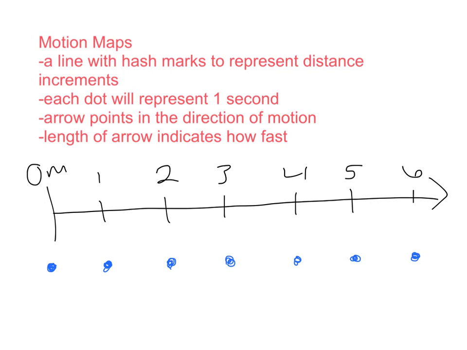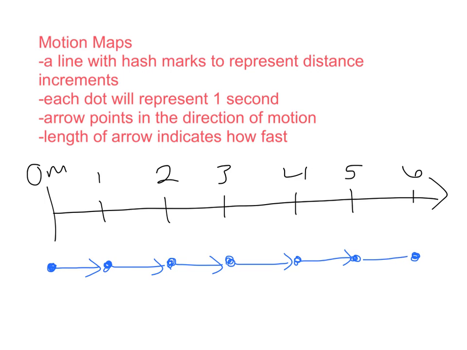Arrows are going to point in the direction of the motion. So I'm going to move to the right. I'm increasing by 1 meter every second, and the length of the arrow would indicate how fast. So if I'm increasing my motion by 1 meter every second, that would give me a speed of 1 meter per second. Since we're going to the right, the arrows show that this is a velocity. Remember, velocity has direction, speed does not.